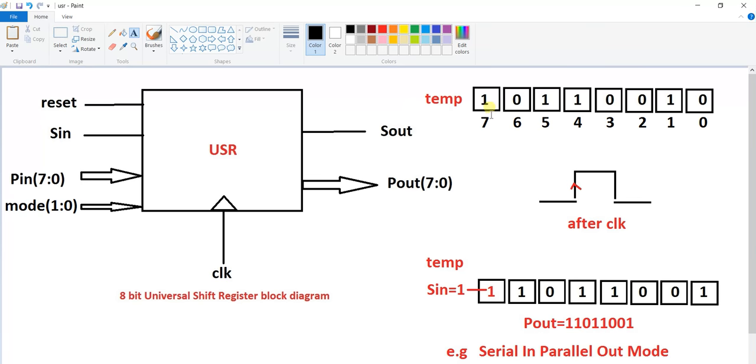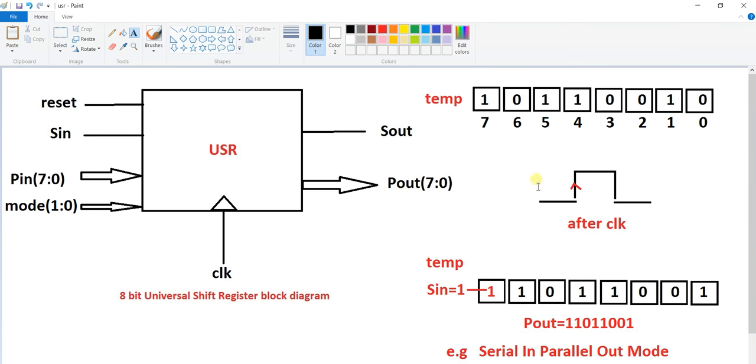Consider this a universal shift register, which does the operation of all four modes of a shift register, that is serial in serial out, serial in parallel out, parallel in serial out, and parallel in parallel out. These are the four modes. This USR will have two inputs which contain data, that is serial in and parallel in. Parallel in means it contains 8 bits of data, and reset is used to reset the outputs, that is S out and P out, to 0.